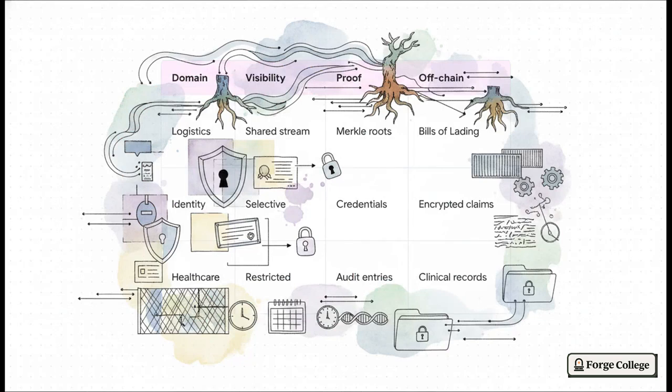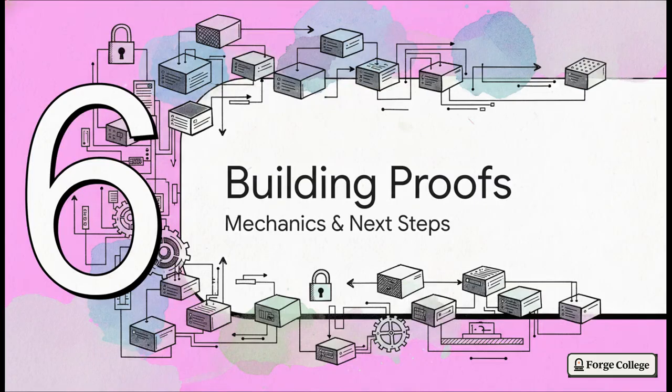Putting these three side by side perfectly illustrates the point. Logistics relies on shared streams to keep things moving. Identity thrives on selective disclosure for privacy, and healthcare demands strict, restricted read access. It's the exact same underlying technology, just sketched out completely differently to fit entirely different privacy constraints along the transparency-privacy spectrum. Which brings us to Section 6, Building Proofs, Mechanics, and Next Steps.